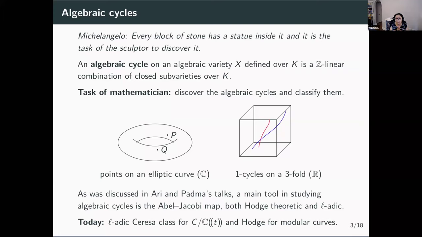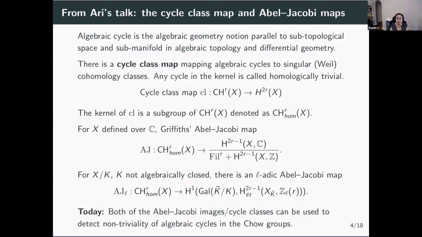And as was already discussed in Ari and Padma's talks, one main tool in studying algebraic cycles is the Abel-Jacobi map, which can be defined both Hodge theoretically and from étale homology ℓ-adically. Today I would like to discuss how to use these cycle class maps to show the non-triviality of algebraic cycles, in particular the Ceresa cycle. I will use the ℓ-adic cycle class map for curves over C((t)). I will also talk about how the Hodge theoretic cycle class map is used to study modular curves in my work. Okay, so first of all, let's recall the cycle class maps. This was already discussed in Ari's talk.